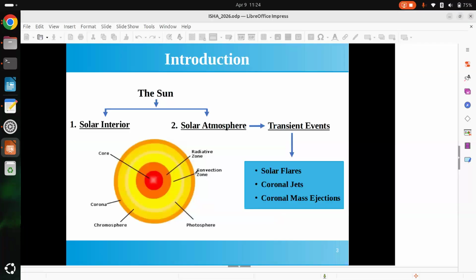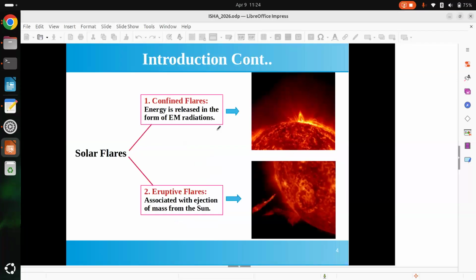As we know, since we are working in the solar physics domain, solar transient events like solar flares, coronal jets, and coronal mass ejections are hosted by the solar atmosphere. This work is solely focused on flares. Solar flares are classified into two groups, confined and eruptive. In this work, I will talk about the eruptive flare, where a coronal mass ejection is associated with the flare.